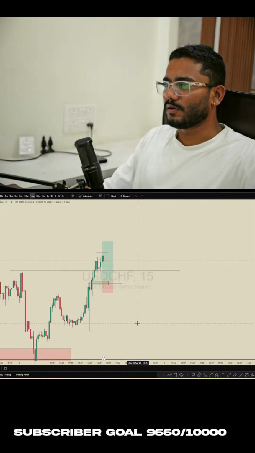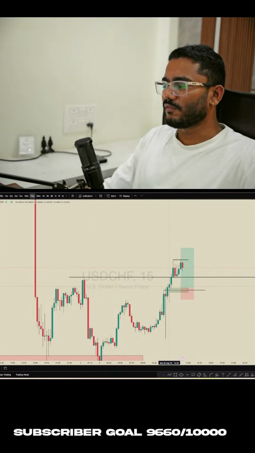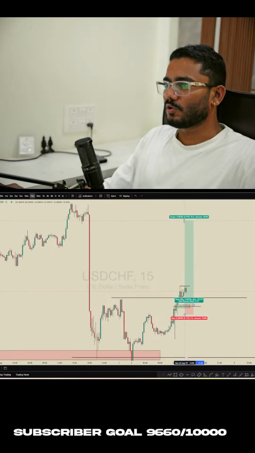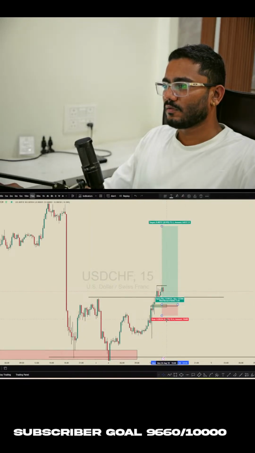Let's look at 50 minutes. So this is the 50-minute wick, which took out most of the liquidity from this previous candle. And we can put our stop loss below this low. So this is the 1:8 setup. 1:7, 1:8.